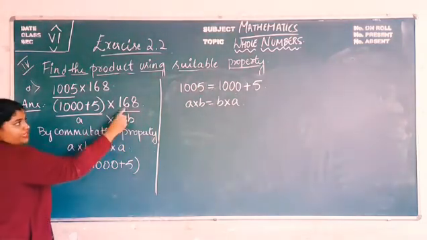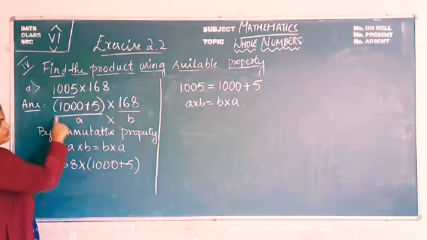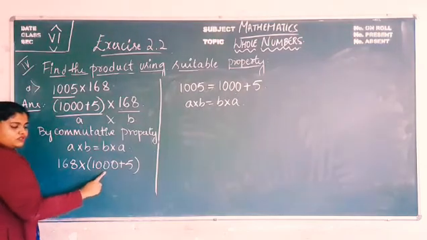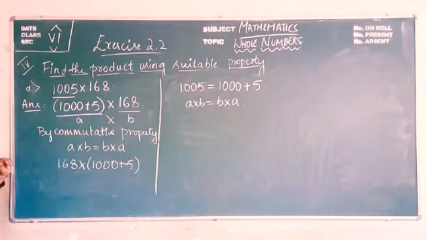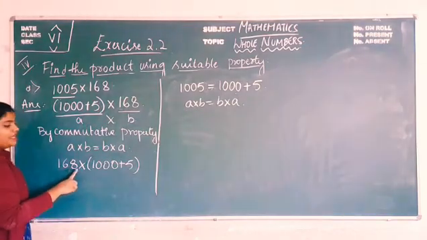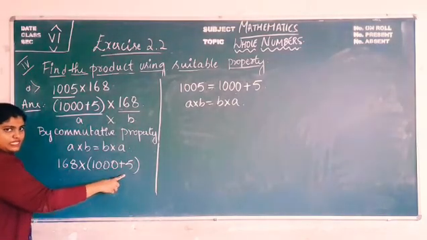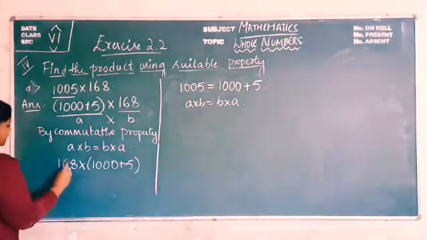So first I wrote B, which is nothing but 168. So 168 into A. We have considered the whole bracket as A, that is 1000 plus 5, so I wrote 1000 plus 5. Now which property do we have to use here? Yes, we have to use the distributive property, because this is of the form A into B plus C. So now we are going to apply the distributive property.